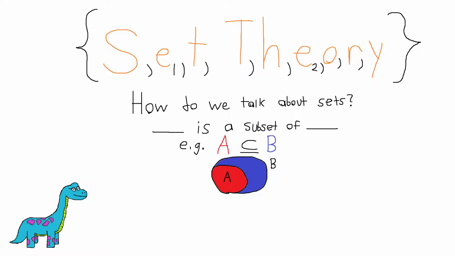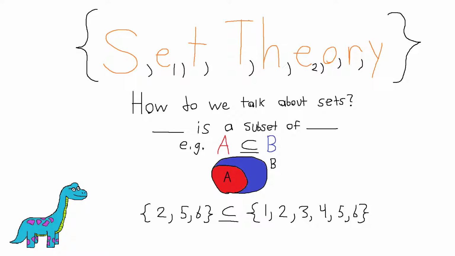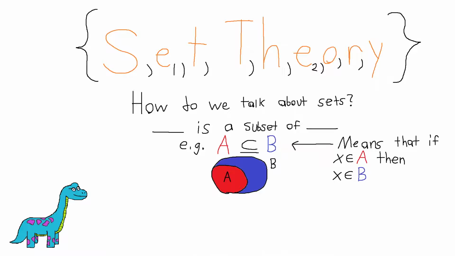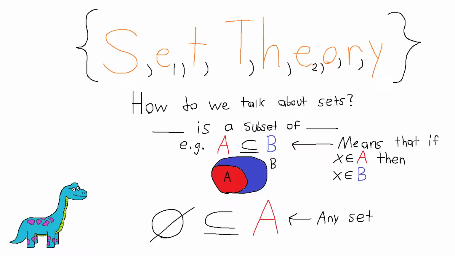For example, the set 2, 5, 6 is a subset of the set of natural numbers from 1 to 6. Or another example, the set of even integers is a subset of the integers. If we wanted to prove a statement like A is a subset of B, then we would have to show that for any element x of A, it follows that x has to be an element of B. Note that from this definition, it follows that every set has to be a subset of itself. Additionally, it's important to realize that the empty set is a subset of every other set.